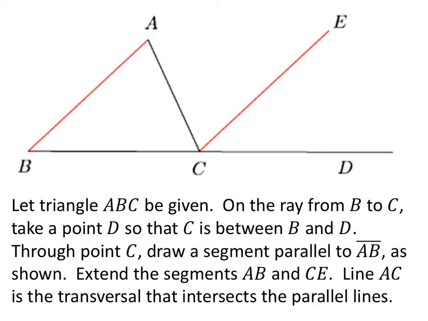Let triangle ABC be given. On the ray from B to C, take a point D, so that C is between B and D. Through point C, draw a segment parallel to AB, as shown. Extend the segments AB and CE. Line AC is the transversal that intersects the parallel lines.